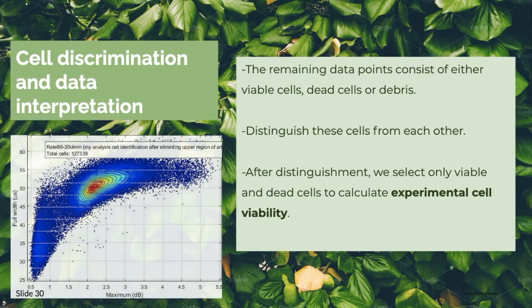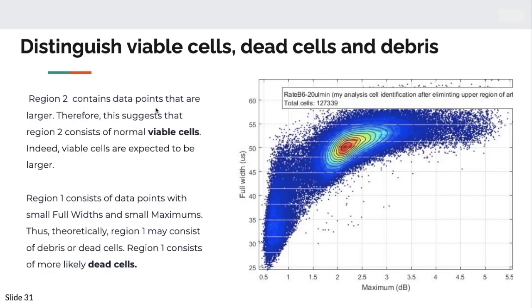And this graph is a lot more interesting, because if my cleaning process was done properly, technically this should consist of remaining cells that are either debris, dead cells, or viable cells. And now one of the last steps would be to discriminate between them, so to distinguish where the dead cells are, where the viable cells are, and where the debris is, so that eventually I can only use the viable and the dead cells to calculate the experimental viability.